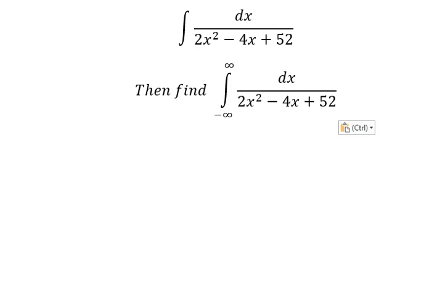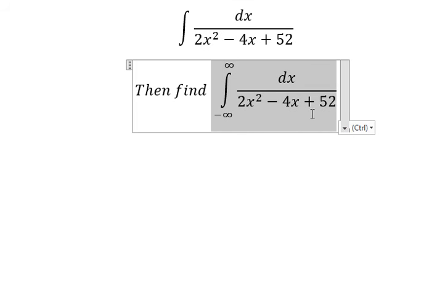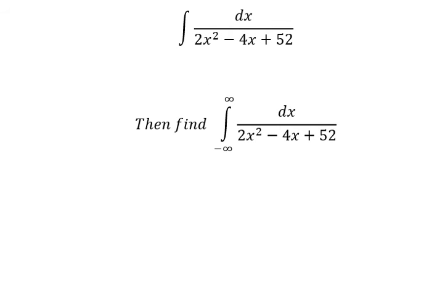The topic today is about integration. Now I will show you how to answer. First, we need to find this value in here. Later, we calculate this integration.